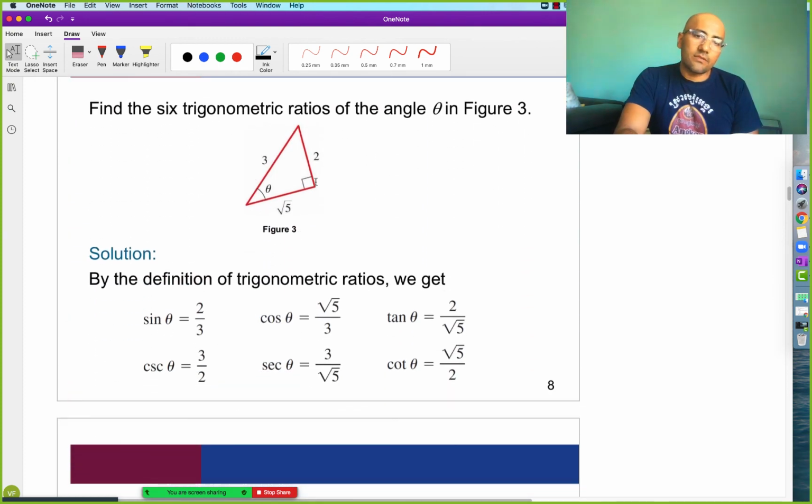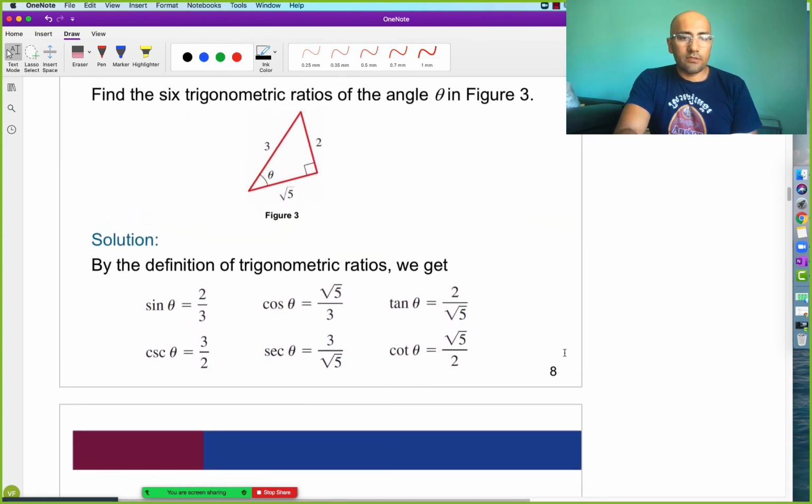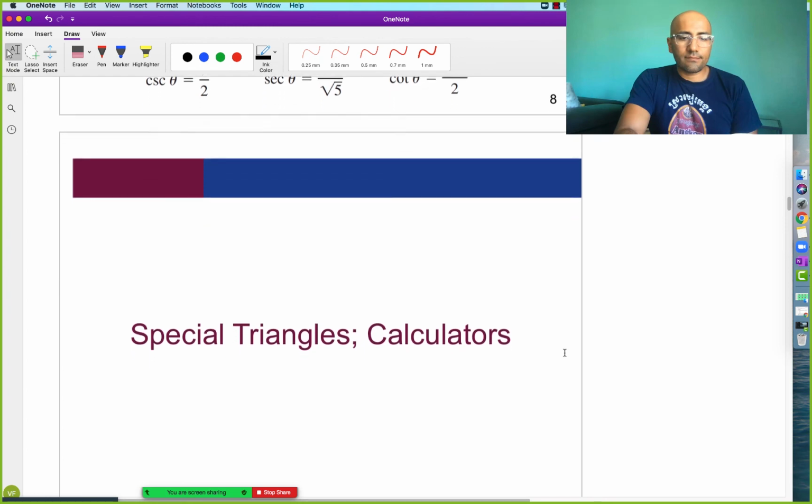Sine of theta is 2/3. Cosine of theta is √5/3. Pretty straightforward, right? Any questions? Questions? Okay.